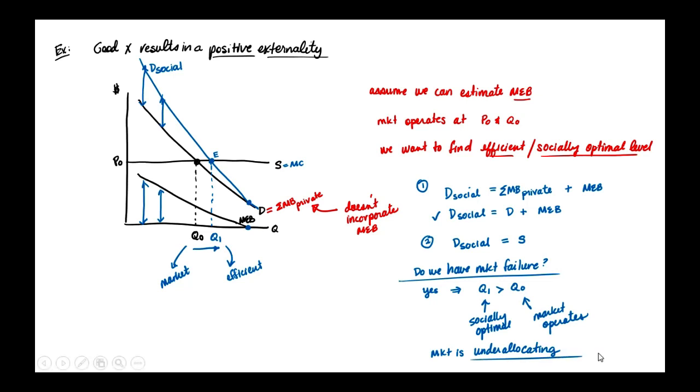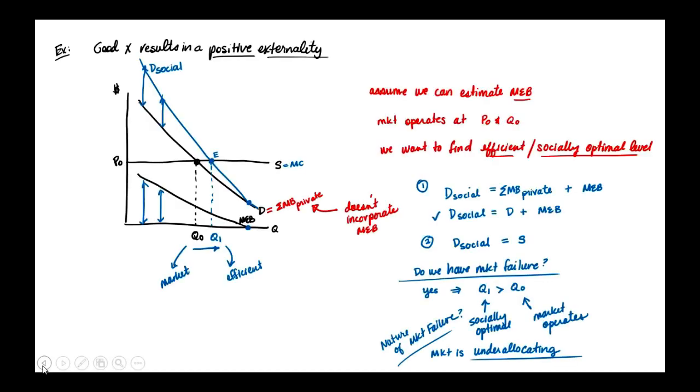So if I ask you about the nature of the market failure, basically ask them what direction. What direction is it? All right. So everyone agree we have market failure because we have a spillover benefit present.